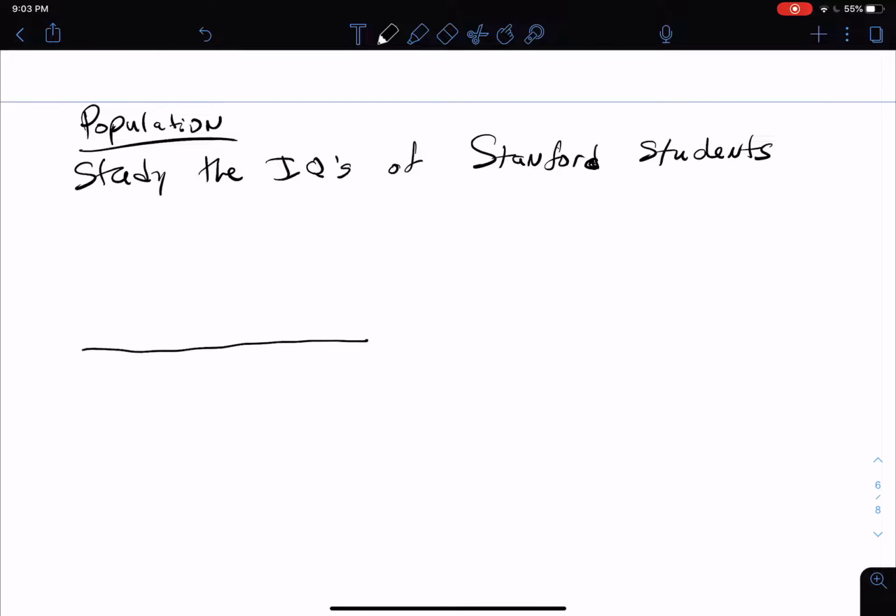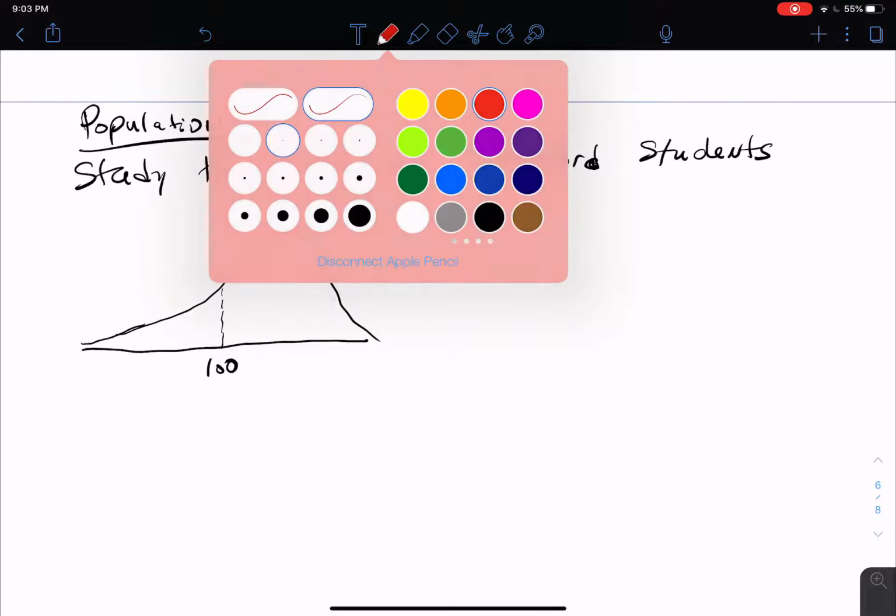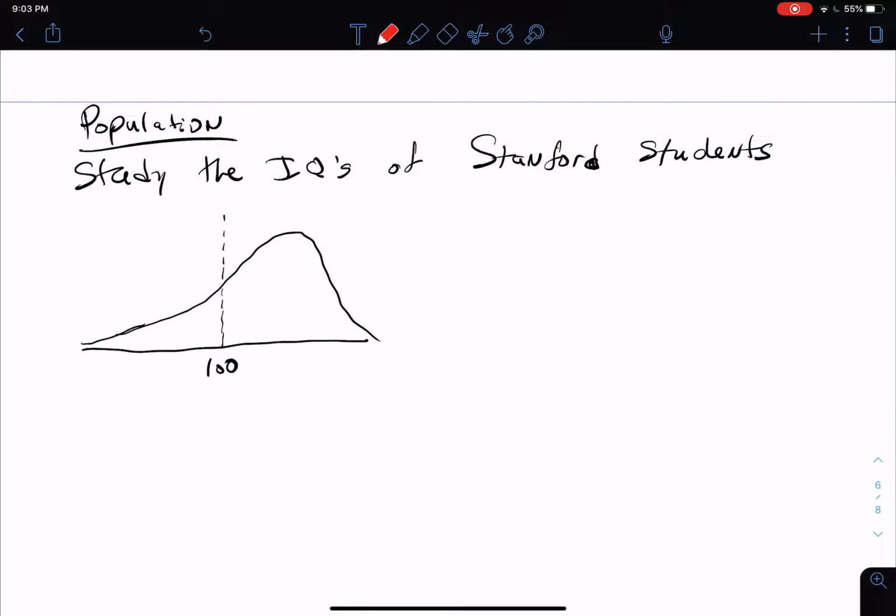So if this was 100, the old mean for the general population, those Stanford smarty pantses are probably going to be out here somewhere, probably skewed somewhat. Their mean is going to be maybe out here somewhere. Let's say the population mean is 125.